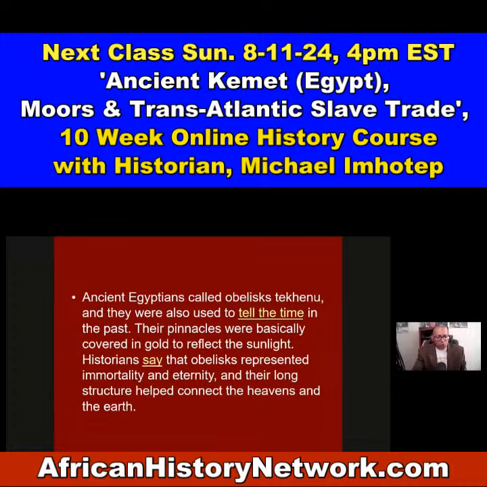Ancient Egyptians called obelisks tekenu, and they were also used to tell the time in the past. Their pinnacles were basically covered in gold to reflect the sunlight. Historians say that obelisks represented immortality and eternity, and their long structure helped connect the heavens and the earth.